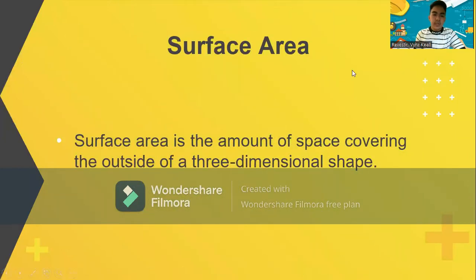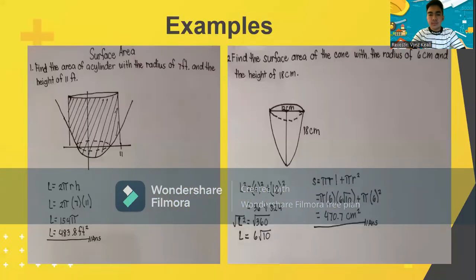So what is surface area? Surface area is the amount of space covering up the outside of a three-dimensional shape. Again, we have two practice problems, and at the end of the video, I am going to show you how I solved the surface area of a cylinder and the surface area of a cone. This is the graph, and these are the solutions I used to solve the surface area of the cylinder and the cone.